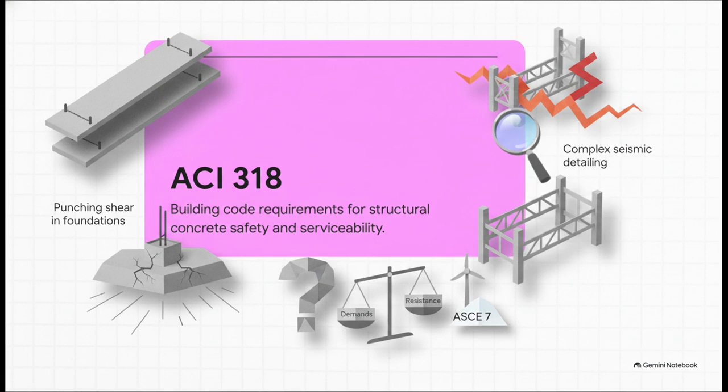If you are designing in concrete, the IBC points you directly to ACI 318. This is the ultimate controlling standard for everything concrete. We're talking flexure and beams and slabs, punching shear and foundations, all the way to incredibly complex seismic detailing. ACI 318 is where you go to definitively answer, can this specific concrete structure safely resist the demands we just calculated back in ASCE 7?